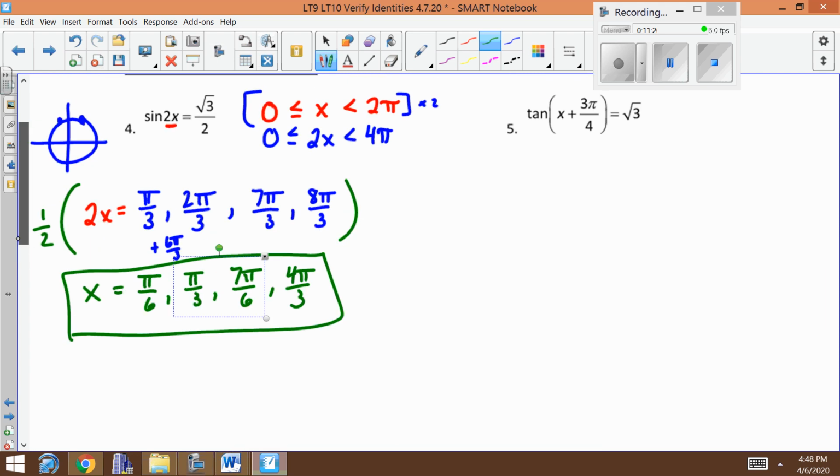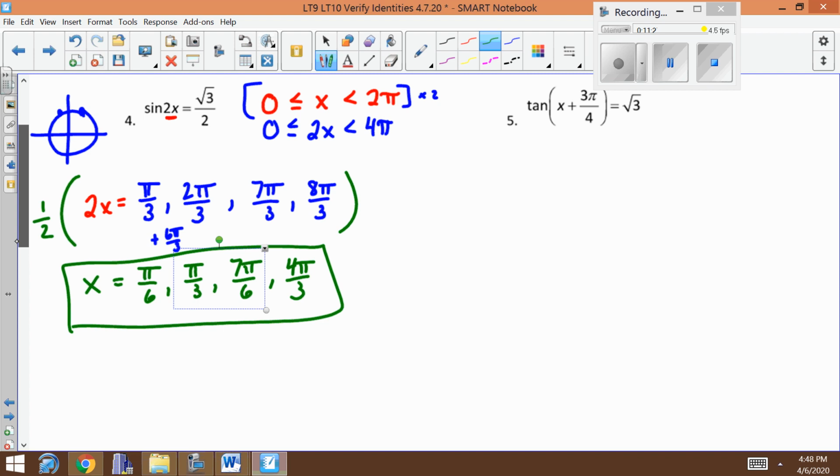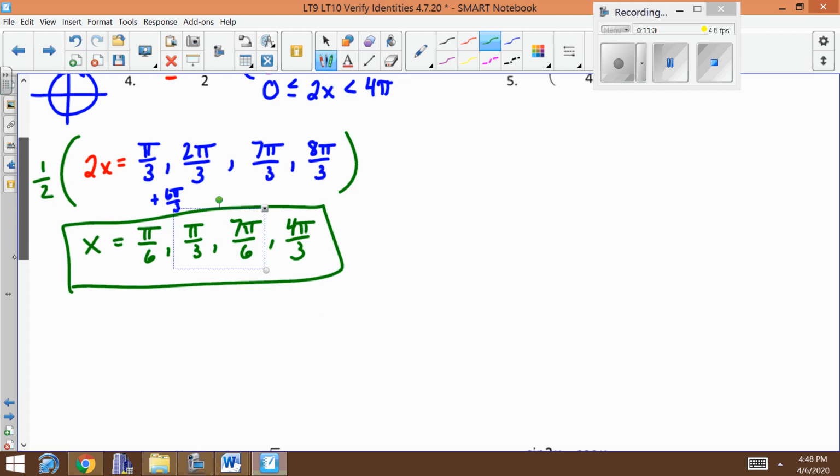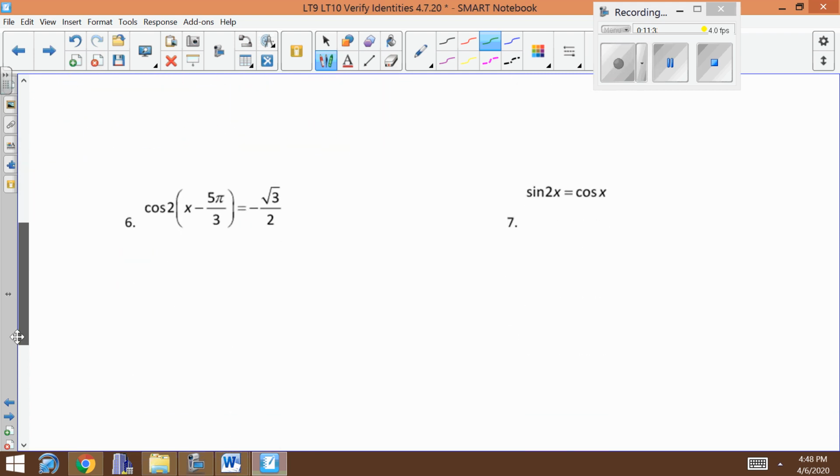If I look at number 5, it's going to be similar, but we have to adjust our interval with the x plus 3 pi over 4. Number 6, notice, it's kind of hard to see, it's typed a little weird. There's a 2 in there, so you've got a couple things to think about. Now look at number 7. I'm not going to go through it all right now, but if I look at number 7, I've got a sine of 2x and a cosine of x. Again, there's two different functions in there.